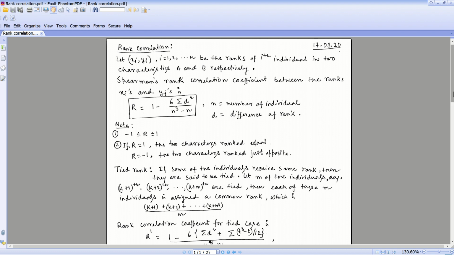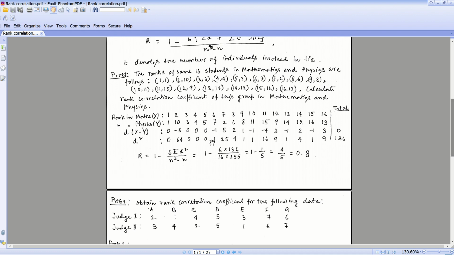So if you use this formula, you will get, here we have in table form x minus y, the values are 1 minus 1 is 0, 2 minus 10 is minus 8, like this way, and d square, these are the values. Now put these values in R, so here you will get capital R equal to 0.8.